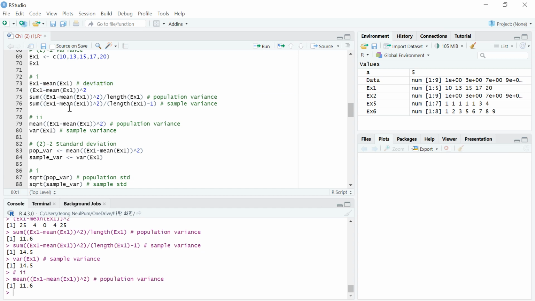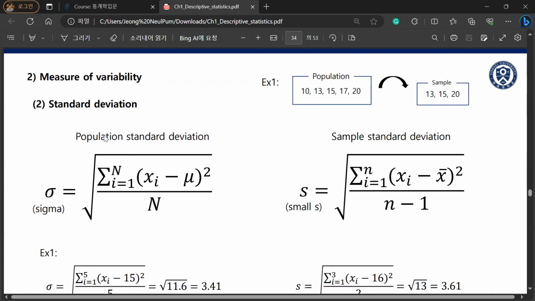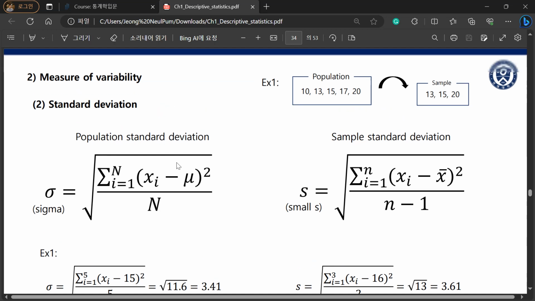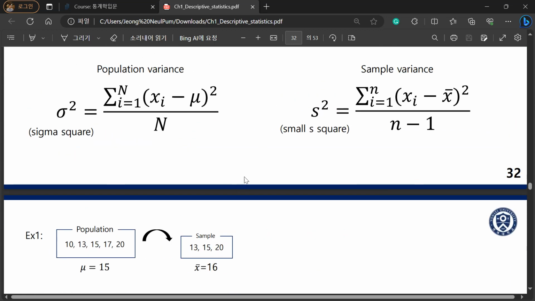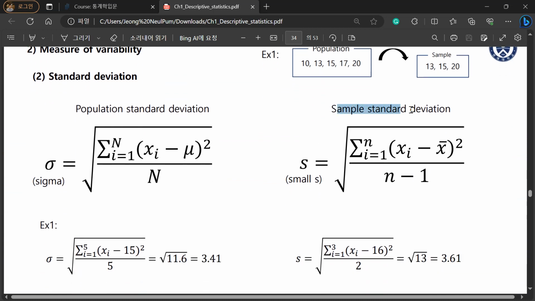So you always have to notice whether our data comes from a population or a sample, which is very important. And there is also standard deviation, which is nothing but the square root of our variance. Because we have two kinds of variance here, we also have two kinds of standard deviation: the sample standard deviation and the population standard deviation.